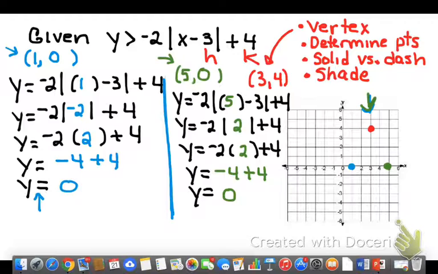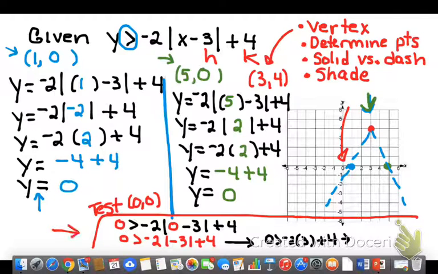Then we decide if it's solid or dashed, and we have no equal bar, so we are going to make it dashed. And then we have to decide if we're going to shade above or below. So we're going to use our tried and true origin, (0, 0).